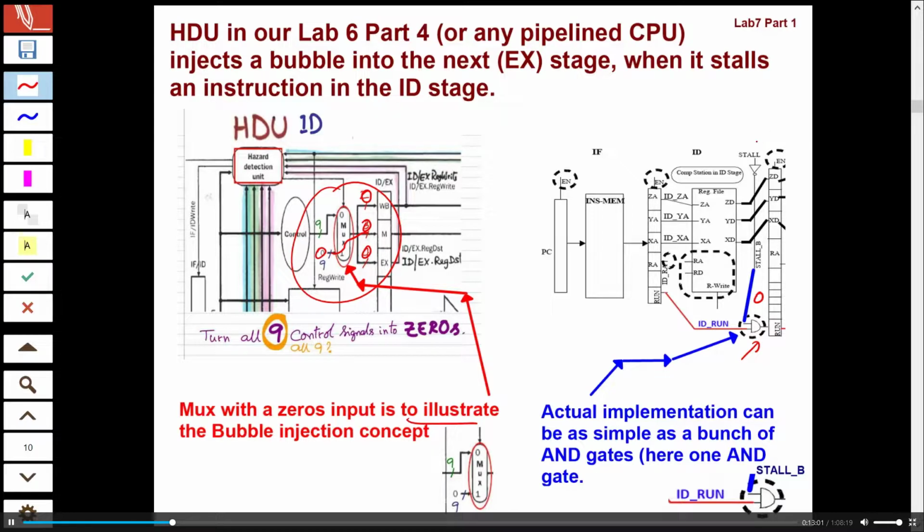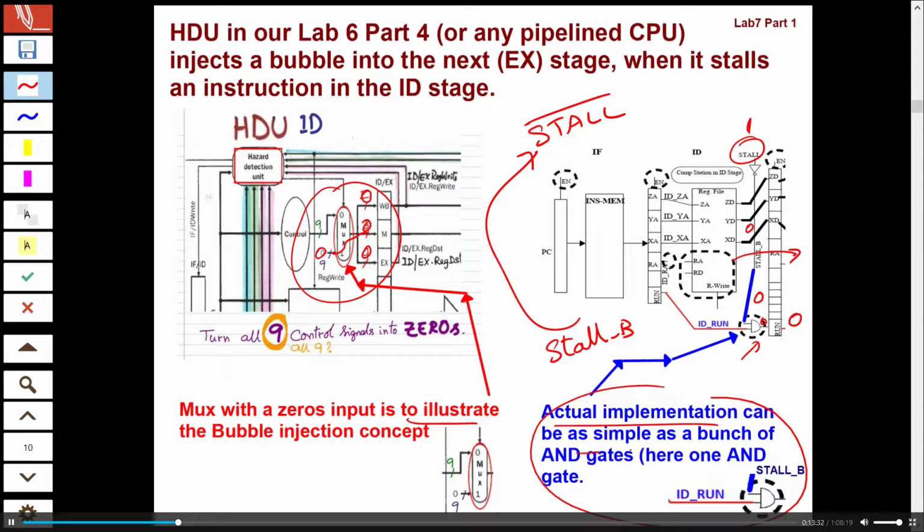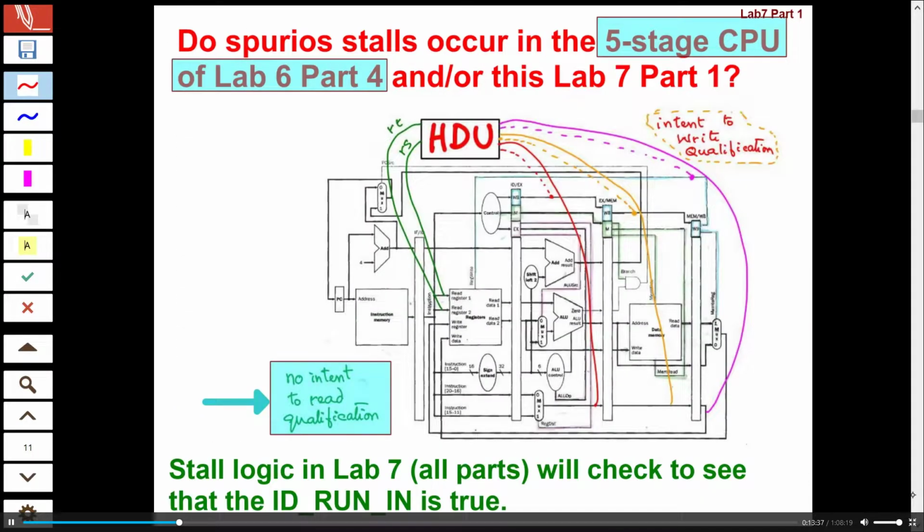So the simple mechanism is whenever you stall, when stall is true, produce a 0, call it stall B for bar. This stall B is 0 when stall is true, and that 0 makes sure a 0 is sent. So when the instruction goes here, the run is 0, so you injected a bubble. So this is the bubble injection mechanism. This is the actual implementation of bubble injection, whereas this is just for illustration. Okay.